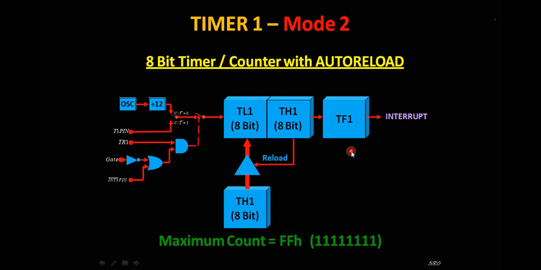Same thing. Timer 1 in mode 2 is nothing but auto reload mode. So same thing we have discussed in the previous timer 0 in mode 2. Same auto reload mode. So first TL1 will be loaded with one value. Whatever the value you are loading with the TL1, that will be loaded into TH1. So it will start running. So like that we can generate the baud rate. So this is the maximum count. FF is the maximum count for the timer 1 in mode 2.